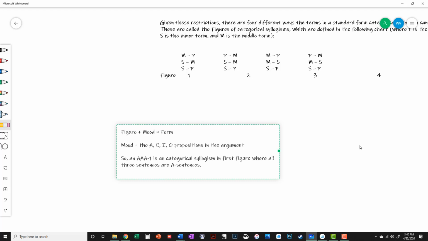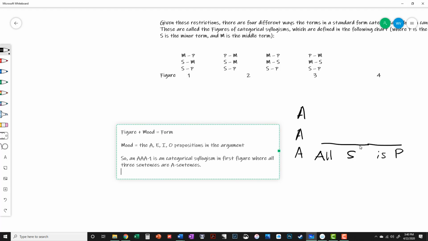Now this is kind of a code, AAA1, and it tells you how to reconstruct an argument with that form. Here's what I have in mind. Let's say we're considering an AAA1. The way that we begin is to just write down the fact that we've got an A for each of the premises and an A for the conclusion. So start with the conclusion. That's going to say all S is P. And just like just about everything we do in logic, we always start with the conclusion.